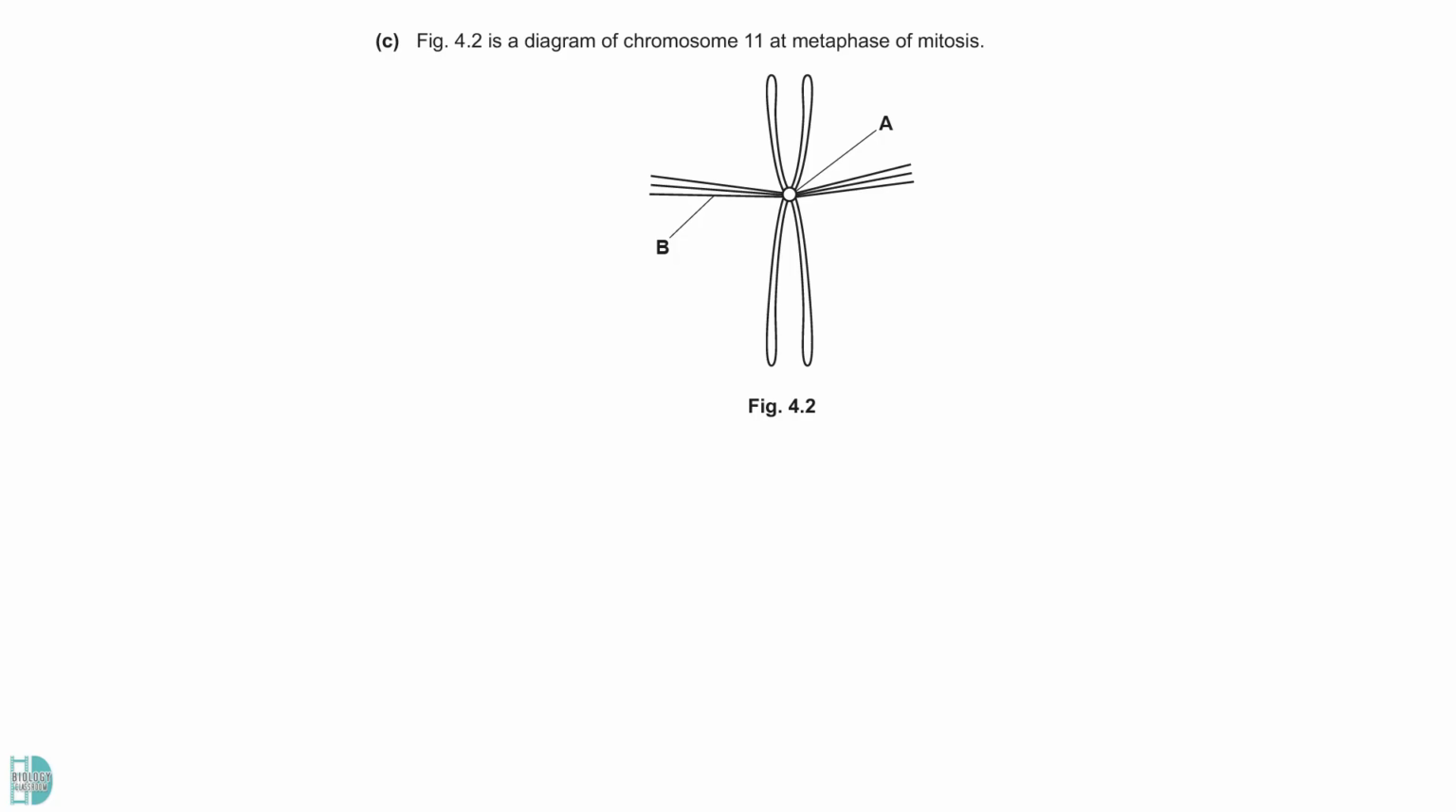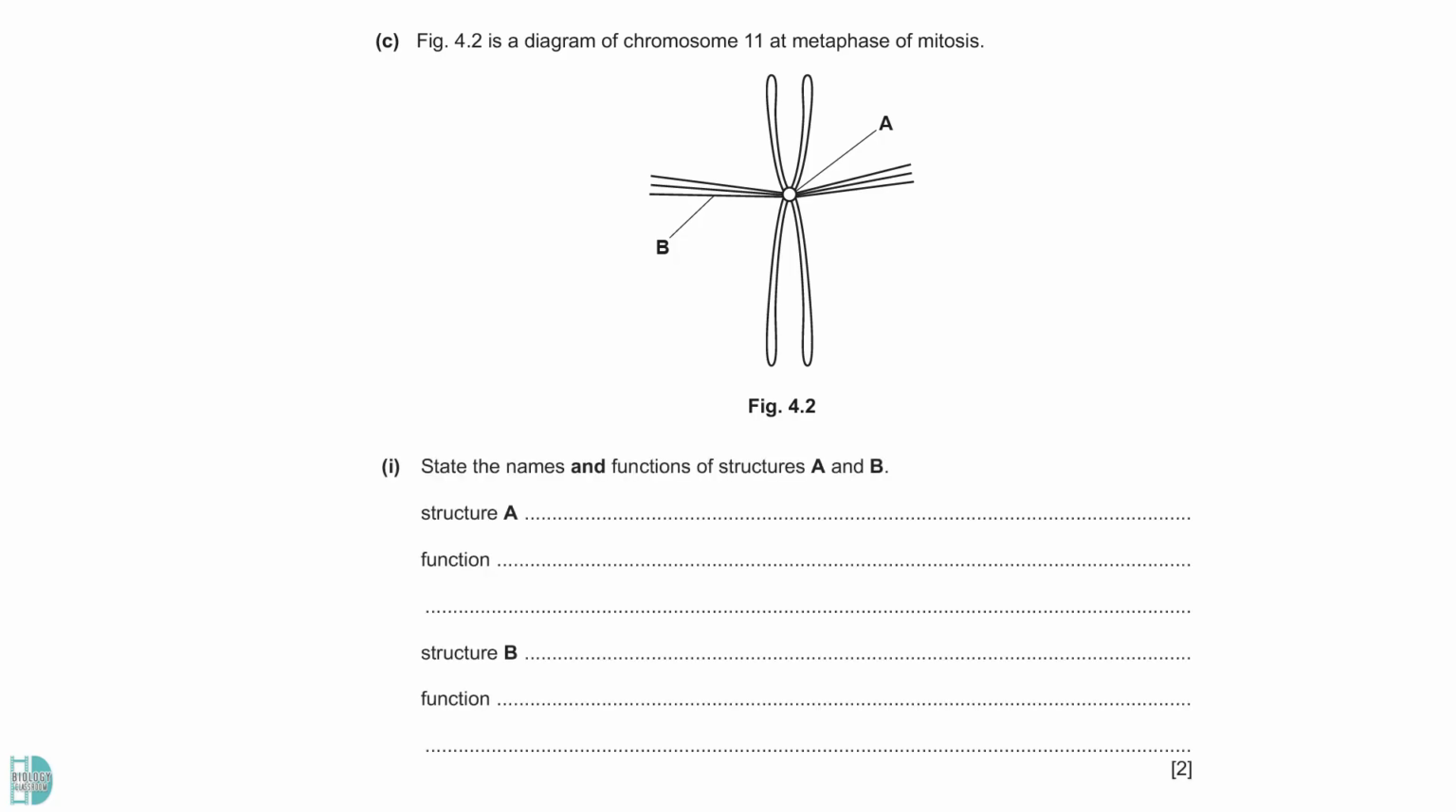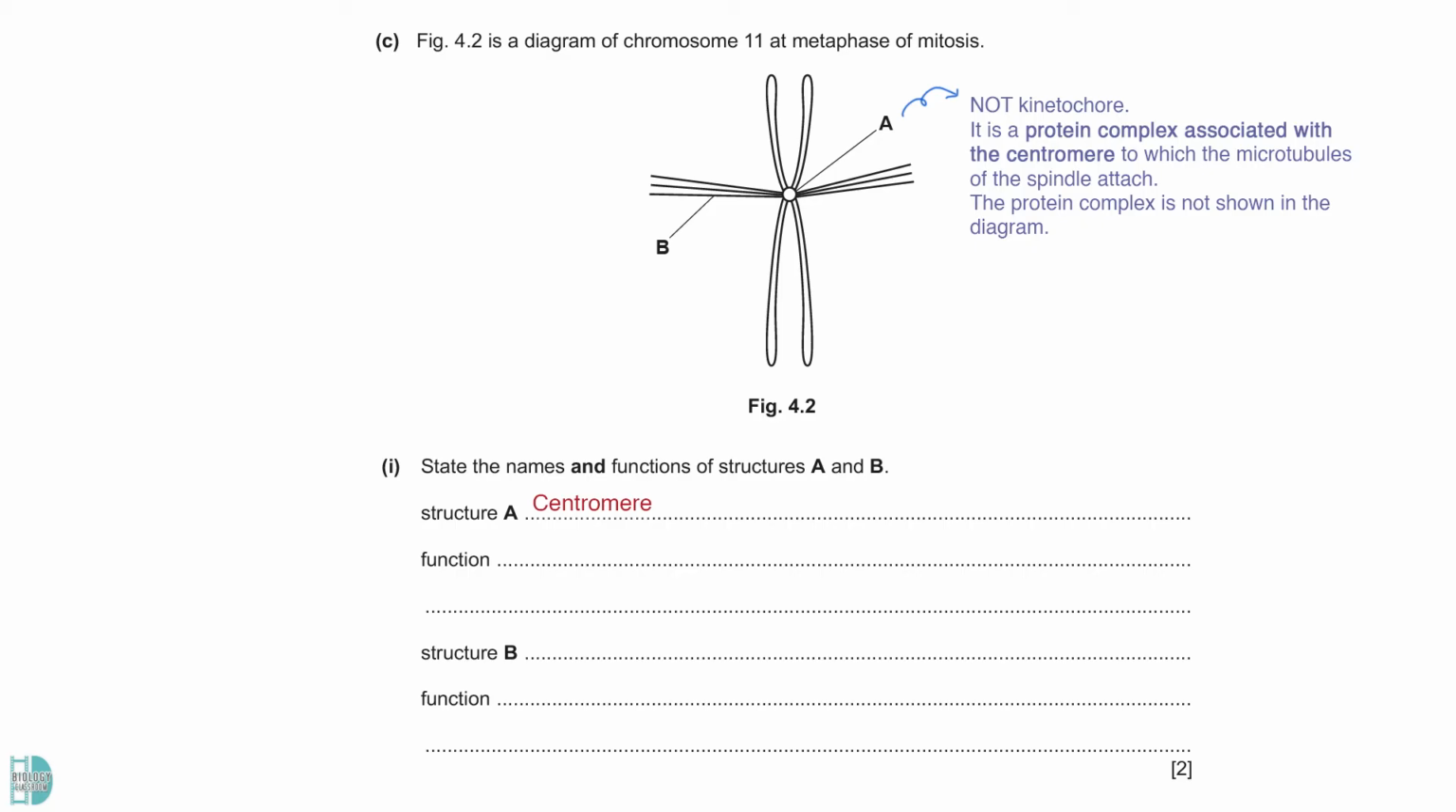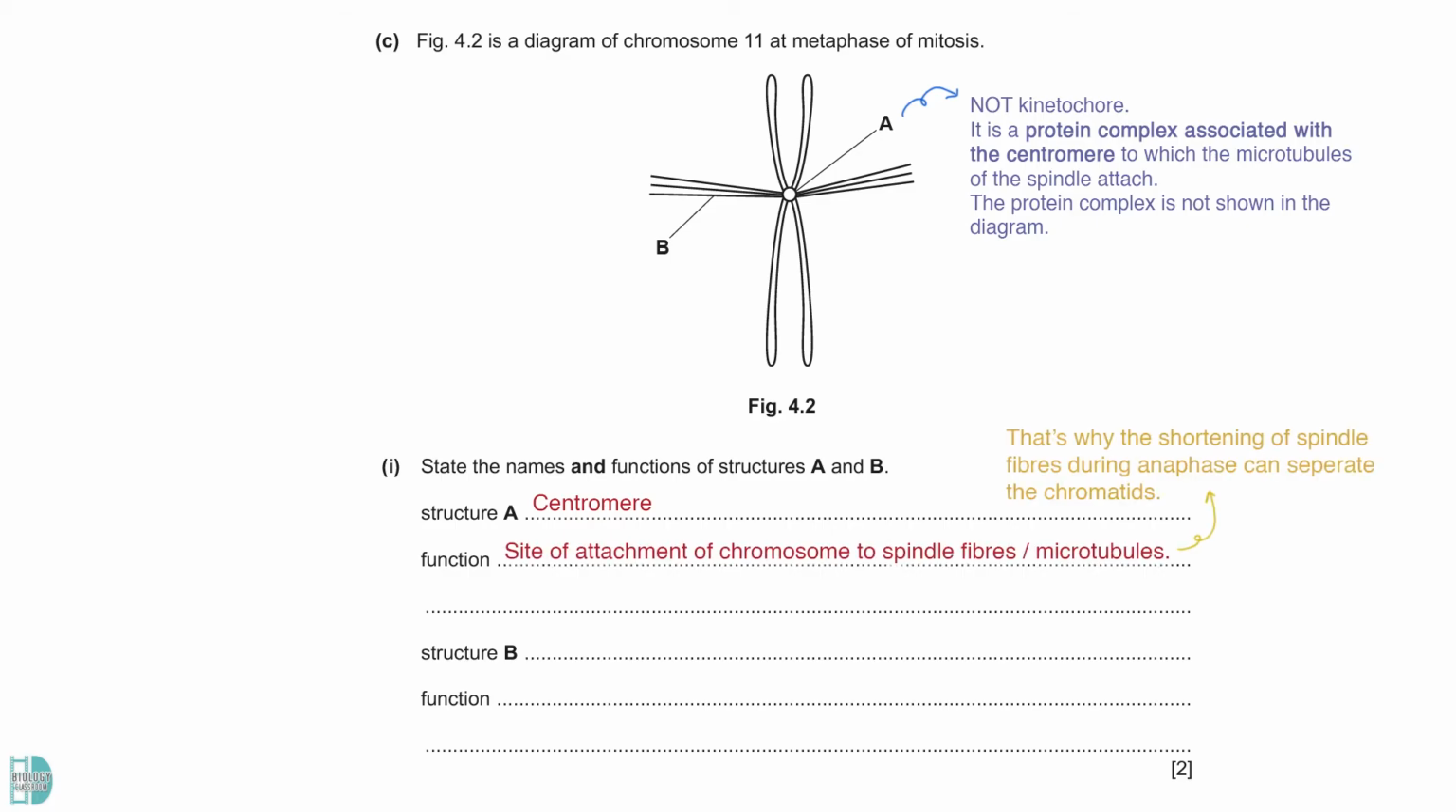In C, we have a diagram of a chromosome. A is the centromere. Kinetochore is not accepted as a correct answer. It is a protein complex associated with the centromere to which the microtubules of the spindle attach. It is not shown in the diagram. A centromere is a site of attachment of chromatids to spindle fibers. The shortening of the microtubules in anaphase causes the separation of the sister chromatids. A centromere also holds the sister chromatids together in a chromosome.